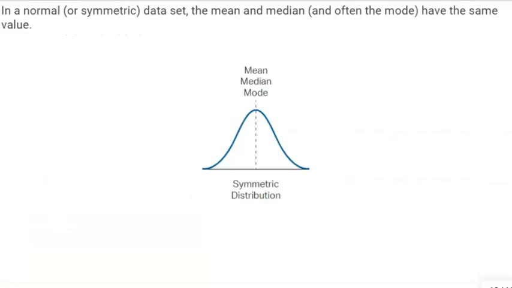For our last bit of vocabulary, we're going to go ahead and talk about the shape of a set of data. If we have a normal or symmetric data set, the mean, median, and mode will all have the same value. When this happens, we get a nice symmetric little curve like this, where the left side and the right side match.